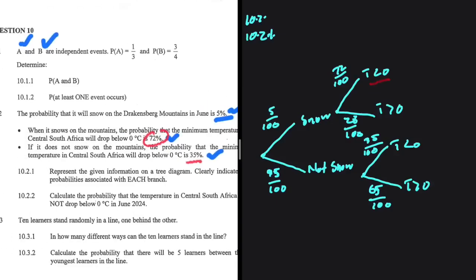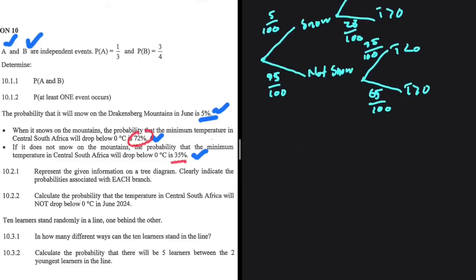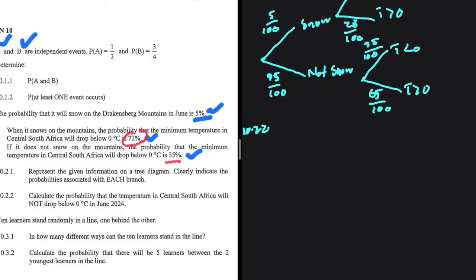10.2.1. How many marks? 3 marks. Yeah, it's a lot of work. I don't know why it's 3 marks, but anyway. Let's carry on and do 10.2.2. So in 10.2, calculate the probability that the temperature in central South Africa will not drop below 0 degrees Celsius in June 2024.